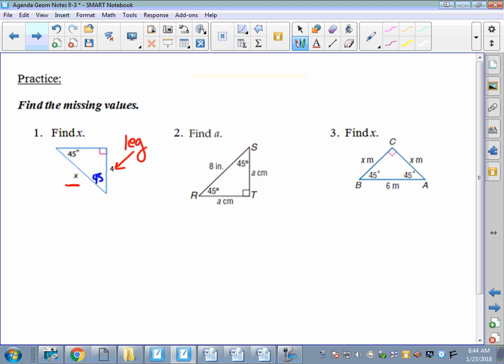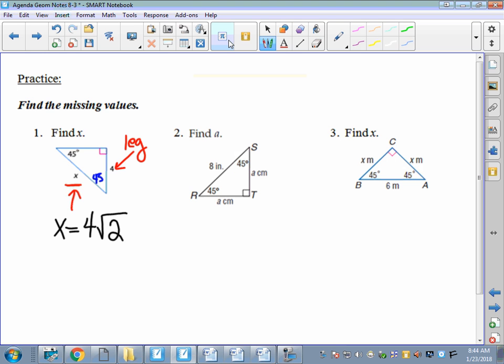So if I'm looking for x, my hypotenuse, how do you get from a leg to a hypotenuse? 4 times a square root of 2. It's as simple as that. Remember, we're being precise. We are not rounding, so we're keeping it in that form. Now, number 2, it says to find a. Is our a value on a leg or a hypotenuse? That one's on our missing values on the leg, right? So how do you get from this 8 hypotenuse to a leg? Divide by a square root of 2.